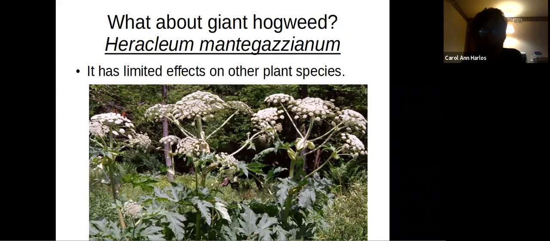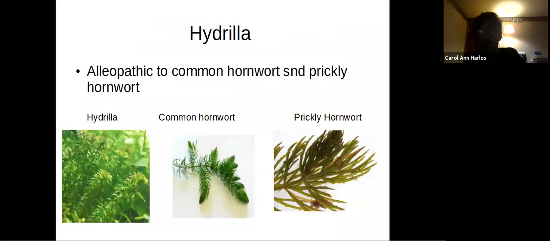What about giant hogweed? Guess what? It doesn't seem to affect other species very much at all, just the human species. Hydrilla, I'm sure you've heard of this. It's allelopathic to common hornwort and prickly hornwort. Hydrilla is a non-native species. Common hornwort and prickly hornwort are native species, and therefore it is affecting waterways. Hydrilla grows faster. It is believed to be allelopathic. It has been collected, and these other plants have been put in the same containers, exposed to light. They have made some measurements of substances which are given off, and this is one of the reasons that it has been very, very successful.